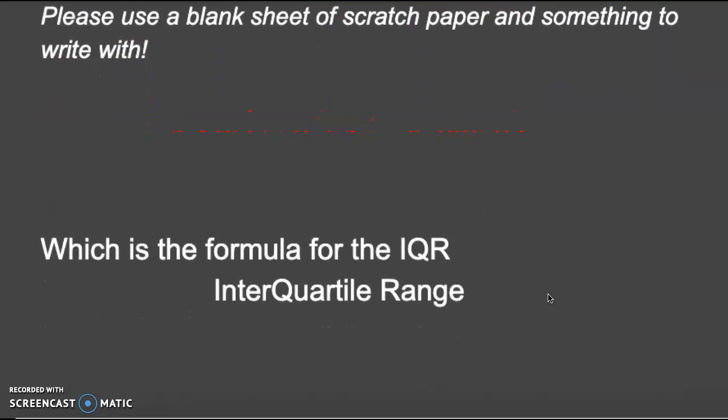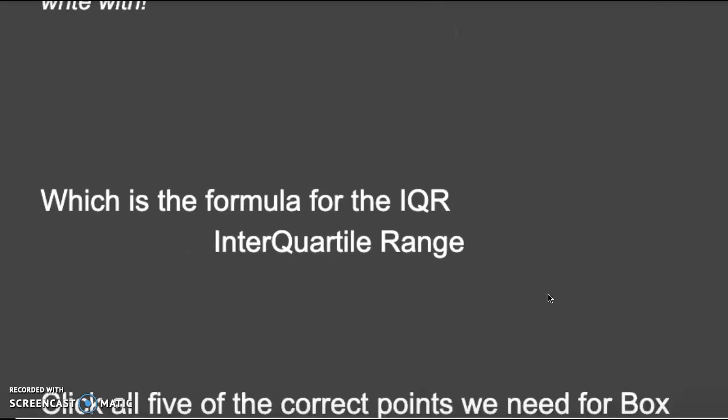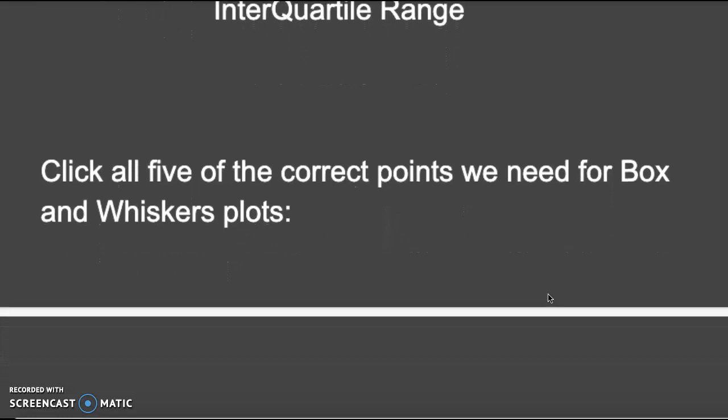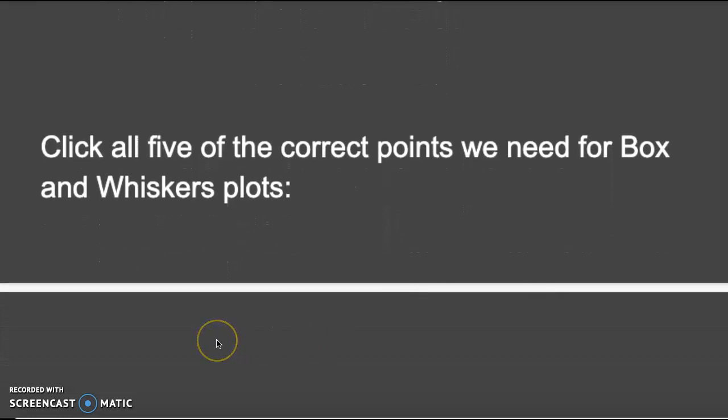So which of the following is the formula for the IQR? And IQR stands for interquartile range. I'm going to give you a lot of choices on this question. Click the 5 that are the correct points we need for the box and whiskers plots.